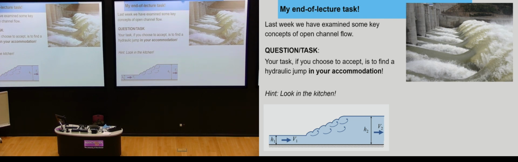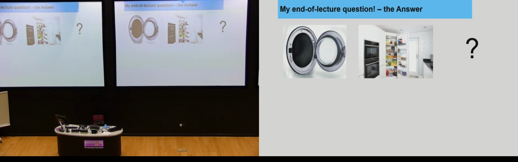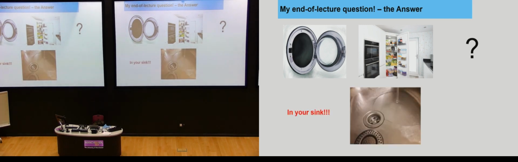So what's the answer to this? Well, is it in the washing machine? No, it's not. Is it in the fridge? No, it's not. Okay, where is the hydraulic jump? Yes. It's in your sink. Okay, good. Some people got it.